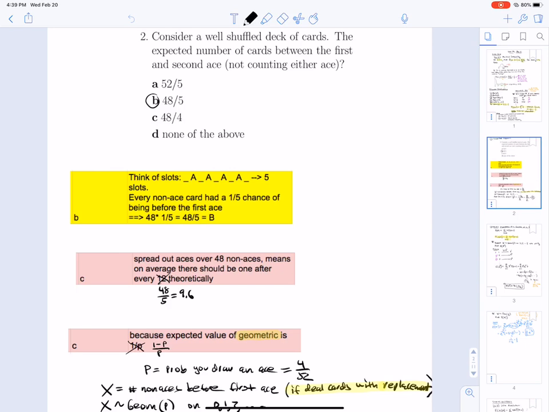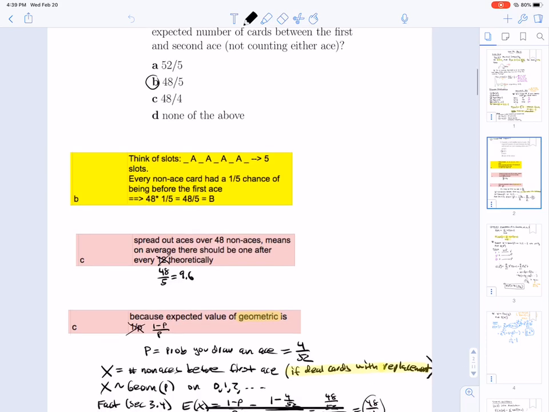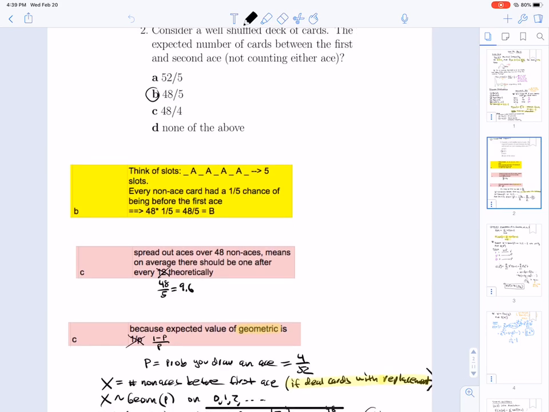So here, it's a brilliant idea if you're trying to find the number of trials before the first success. Let p be the probability that you draw an ace. So the chance of that is 4 over 52. So if x is the number of non-aces before your first ace, and you want x to be geometric p on 0, 1, 2, and so on.